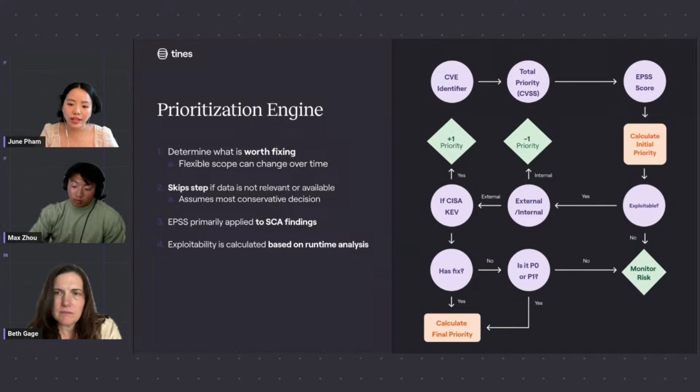So we're using CVSS and EPSS to get an initial score. We're also looking into exploitability. As Max was mentioning, we're using Oligo to run the runtime analysis for our SCA. Exploitability here means more like reachability. Is there a path to reach it through our code? So we're using Oligo to help with this.